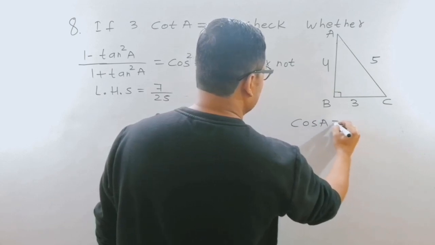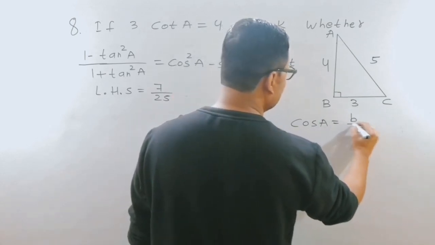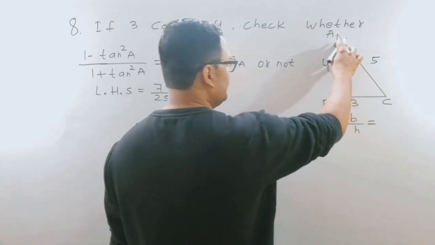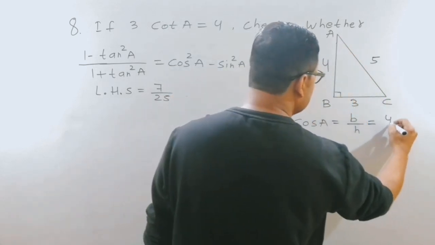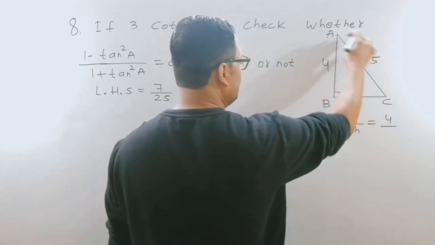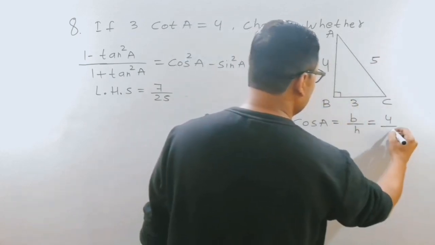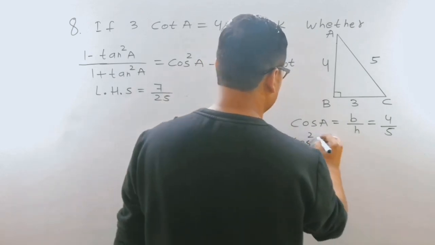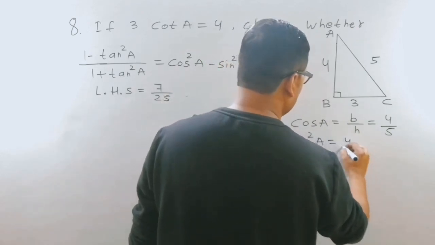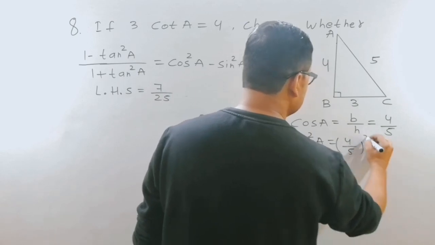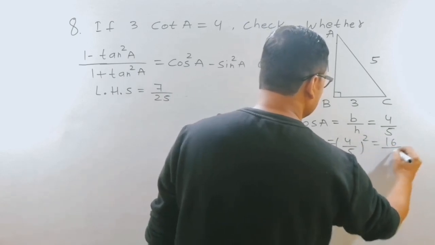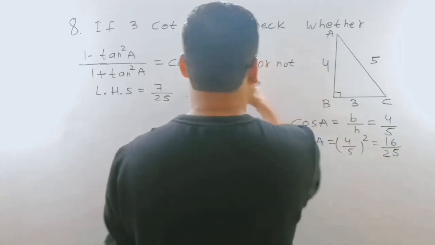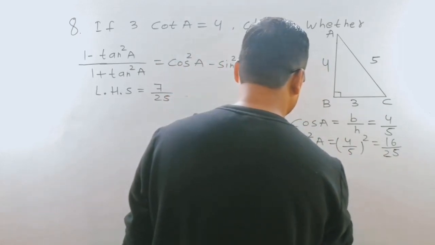Cos A equals B by H. So for this angle A, the base is AB, that is 4, and the hypotenuse is AC, that is 5. Then cos square A equals 4 by 5 square, that is 16 by 25. I got cos square A. Now I need sin square A.